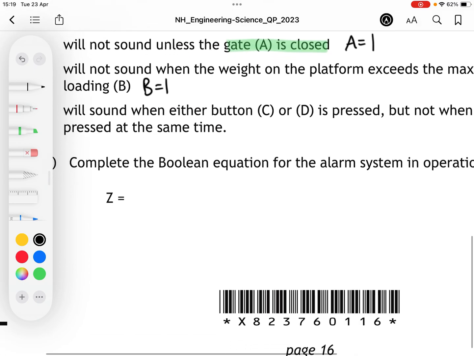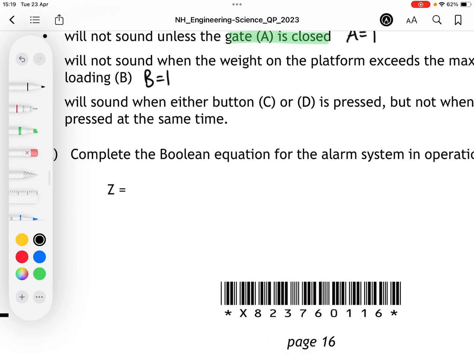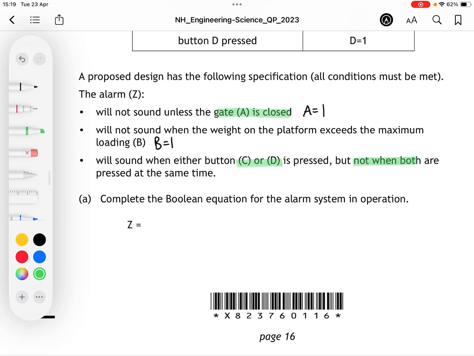And then we want the alarm to sound, so we want Z to be 1, when C or D is pressed, but not when both are pressed. And so that should jolt your engineering brain to say, if it's going to be C or D, I need C or exclusively D. And so what we've done here is we've built a little bit of information for ourselves that will help us complete this Boolean equation.